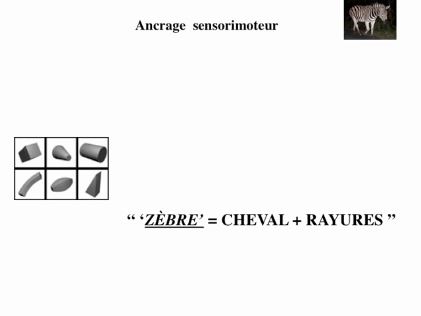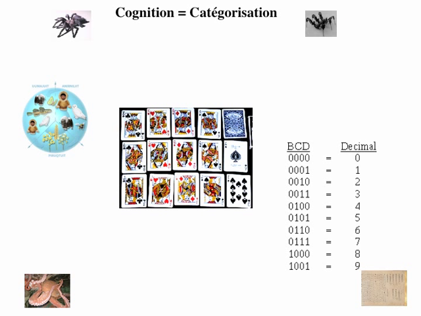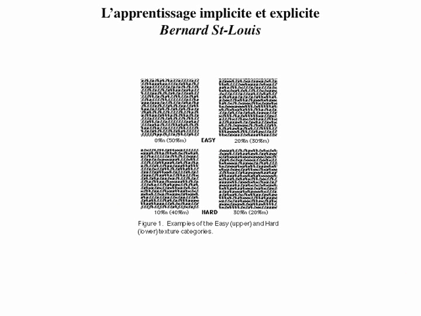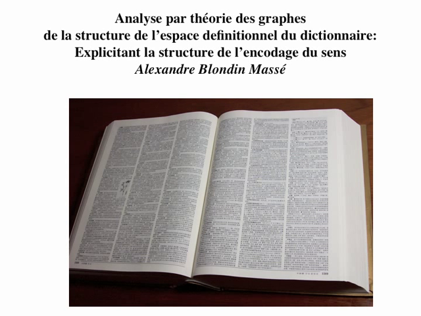So that's what allows you to say that a zebra is a horse with stripes. That's what allows you to say apple is red rather than just red apple. Cognition is categorization. And I think we're near the end. Oh yeah, we also did some physiological experiments on the textures.